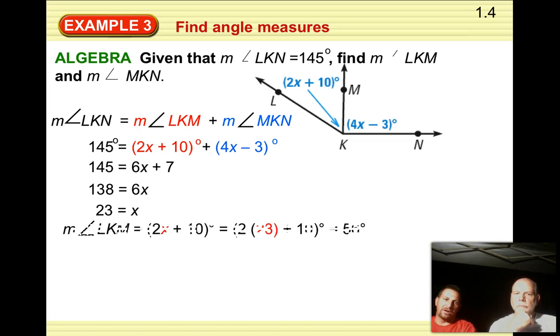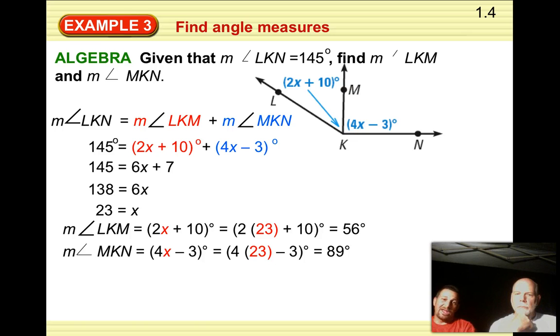Let's see the way they do it here. So they plug it into 2x plus 10 first, so 2 times 23 is 46, plus 10 more is 56, so LKM is 56. And to find MKN, they plug it in again, so 4 times 23 is 92, and then minus 3 is 89. Or you could have just said 145 minus 56, that also gives you 89. Either way it works.